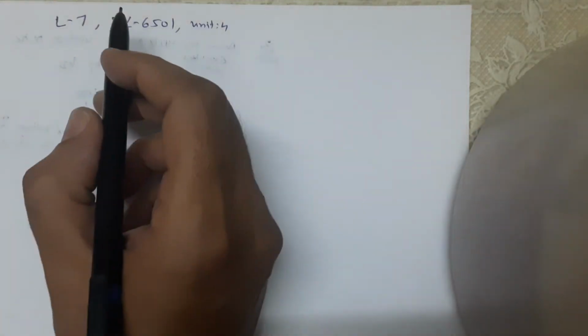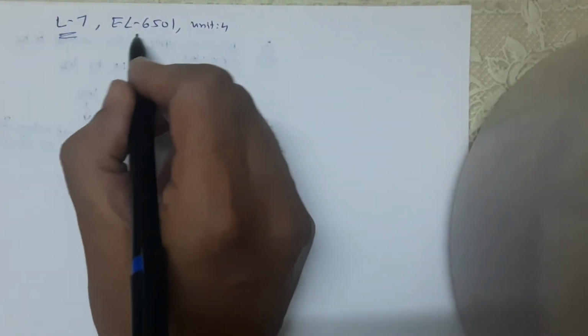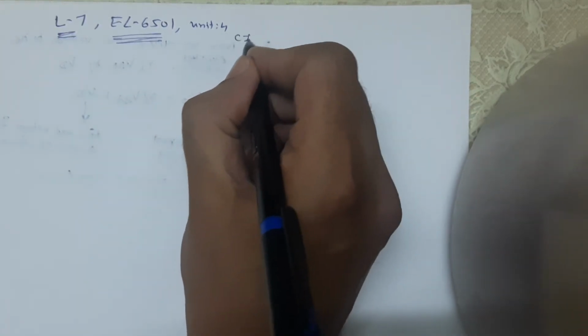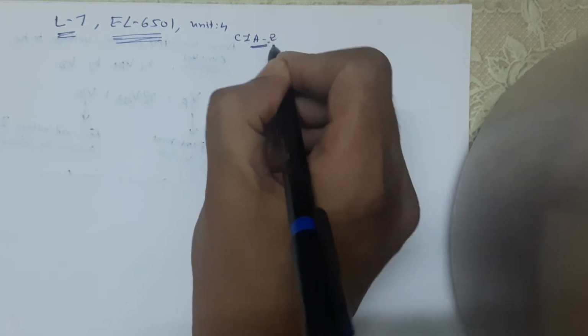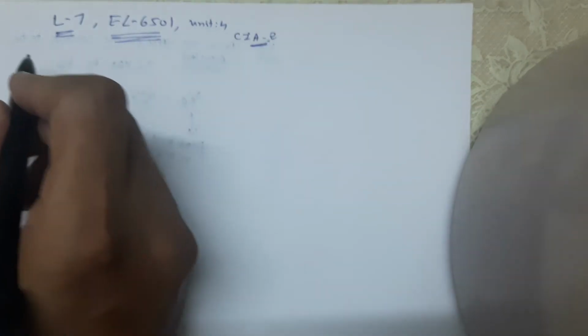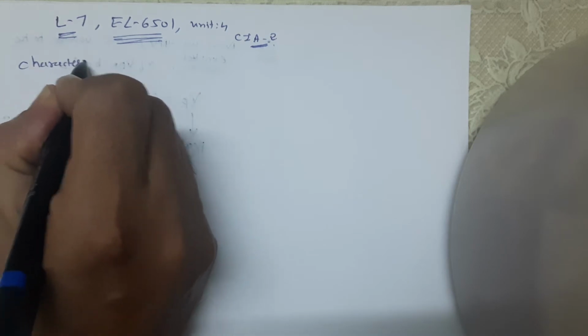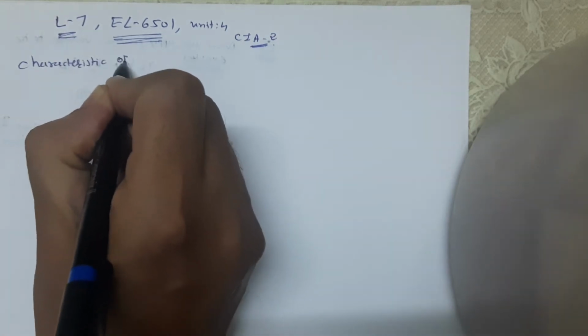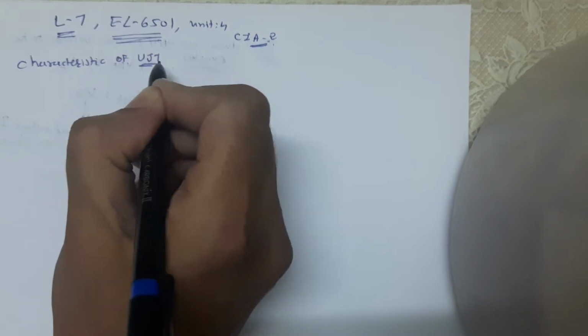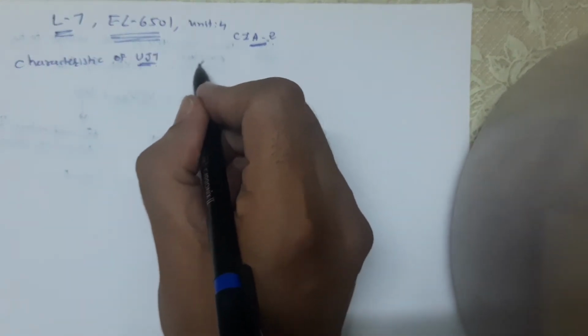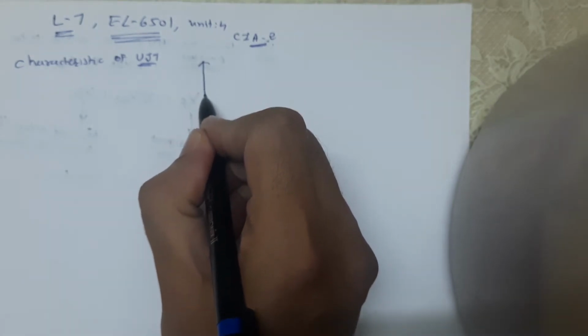Now this is lecture 7, EL 6501, Unit 4 for CIA 2, characteristics of UJT. So draw the characteristics. The characteristics of UJT look like this.